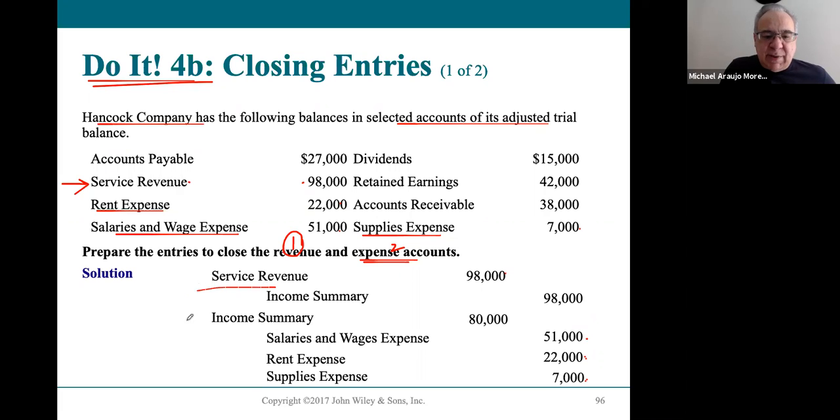But look at your income summary account now. You can tell what the income statement would look like simply by looking at this. This 98,000 is all the revenue. This 80,000 is all the expenses. Can you tell me whether this company had a profit or a loss? Yes, it had a profit, $18,000 profit. So that is the third step.